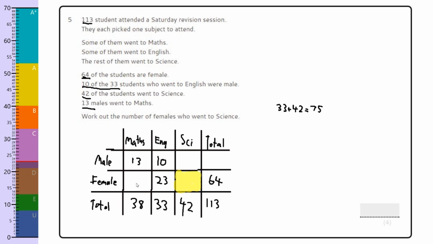Then what do I add to 13 to get to 38? So it's going to be 25. Okay, 3 plus 5 is 8, 1 plus 2 is 3, which is good. And then I can work it out here. So 25 plus 23 is going to be 48. And then 64 take away 48.